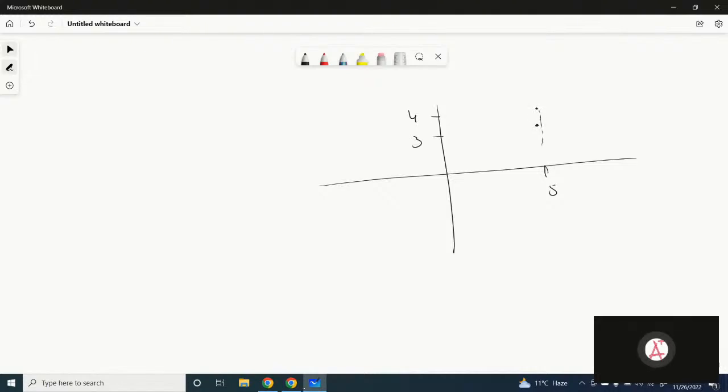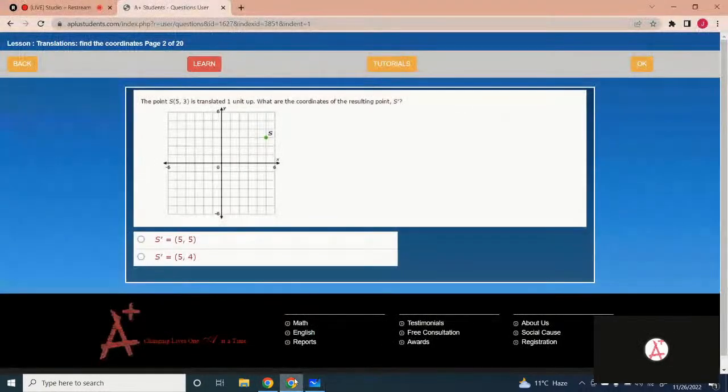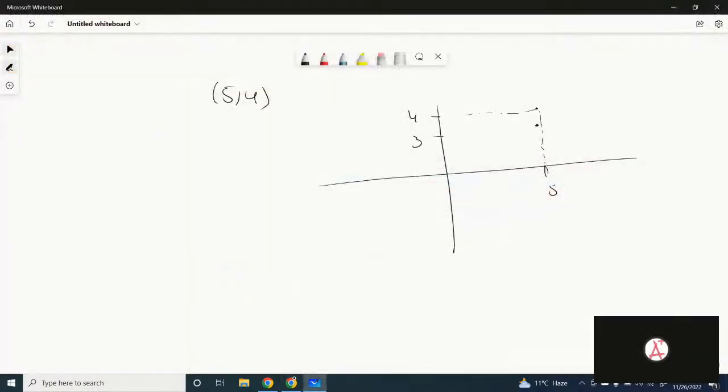So now the new coordinates are, x coordinate is exactly the same, the y coordinate you can move the point on the graph, so it would be now 5 and 4. S dash is 5, 3, and the S is 5, 3, and the S dash is 5 and 4. Got it?